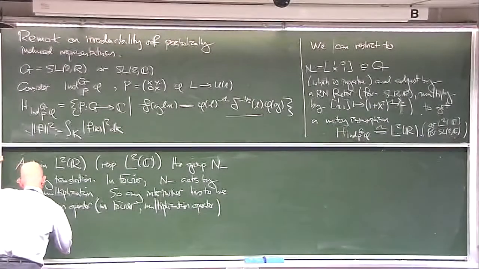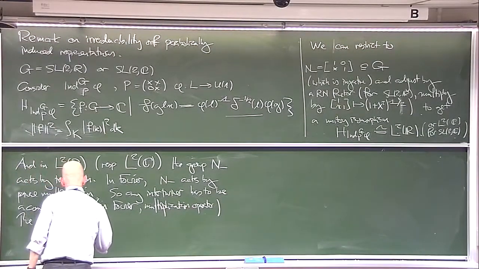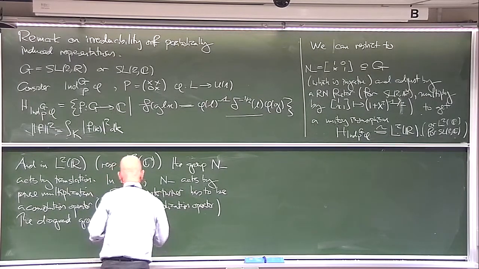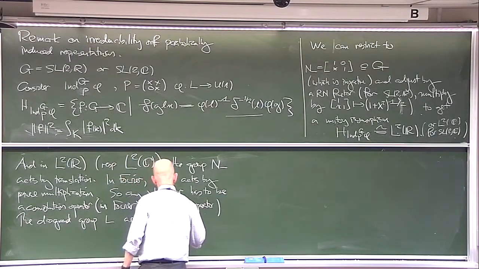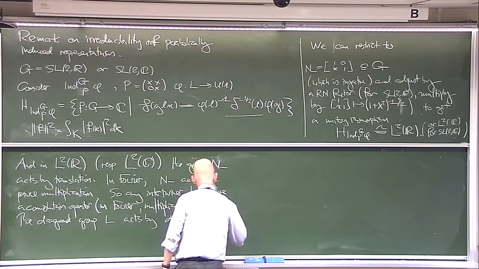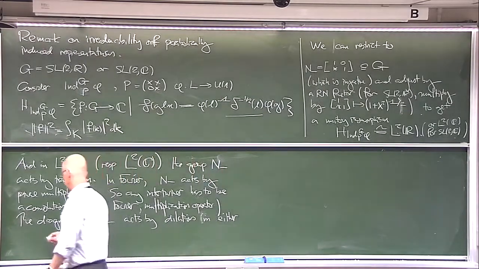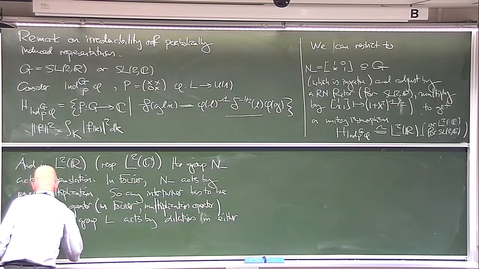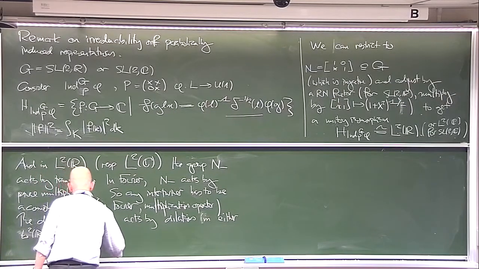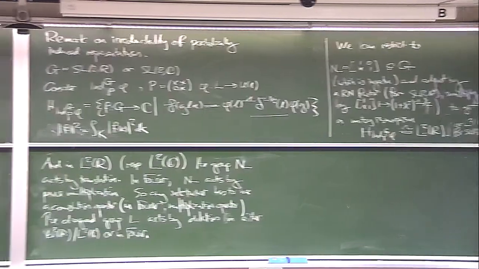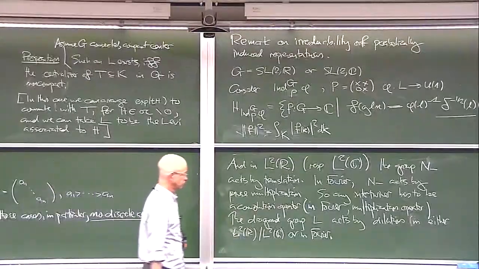But the diagonal group L acts by dilations in either of these representations. So you can take your pick in, let's say, configuration or momentum space, or I guess I'll just continue using the same language here. That's because the Fourier transform of the dilation is just another dilation.